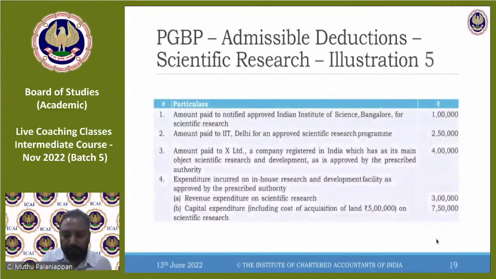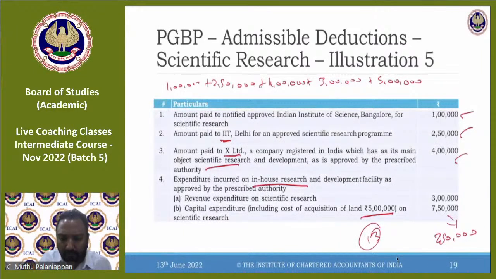Okay, clear? 5 lakh wrong, 2.5 lakhs. Oh, I'm sorry. Yeah. Thanks, Madhuri. So this is 2,50,000.